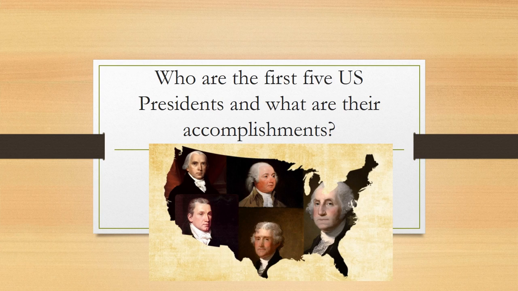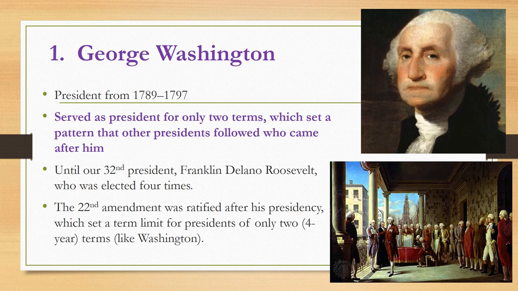So let's get started. The first president is George Washington. George Washington was our first elected president, and he was not part of a political party when he ran for president. He was president from 1789 to 1797, and he served for only 2 terms, each term being 4 years, which set a pattern that other presidents followed who came after him.